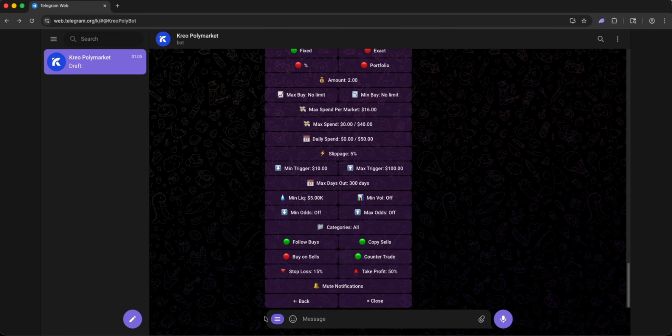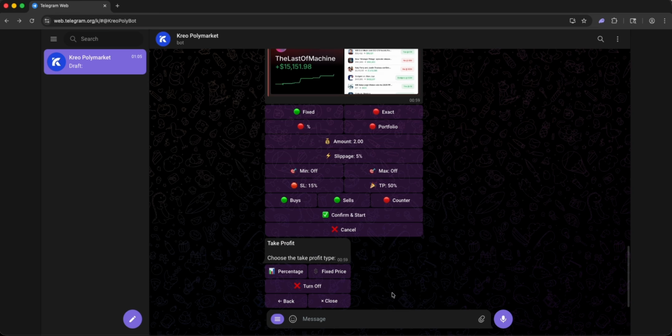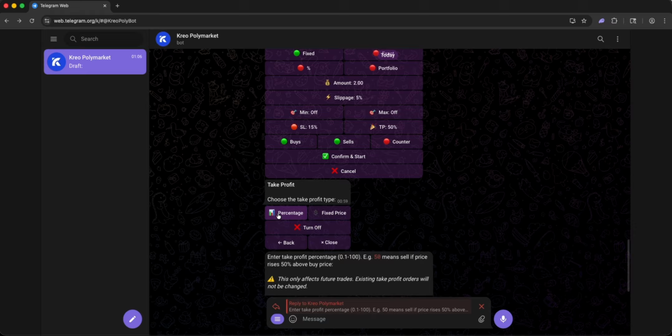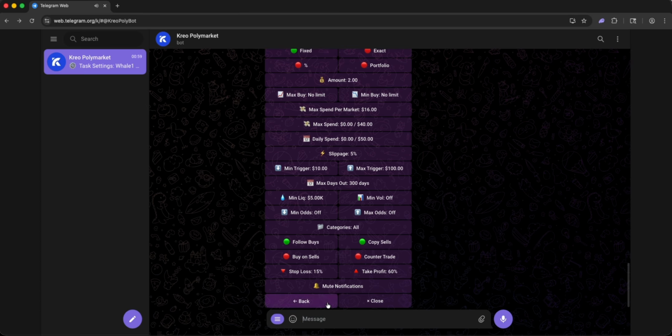Now let's move on to stop loss and take profit, which is very, very important in securing profits and limiting losses. So with Creo, I am able to create a take profit. For example, I can either do it with percentage or fixed price. For this example, we're going to go with percentage. And this means, let's say I've set it at 60%. So when my position that I have copy traded goes above 60% in profit, no matter where I am, Creo will sell my position and take profits.